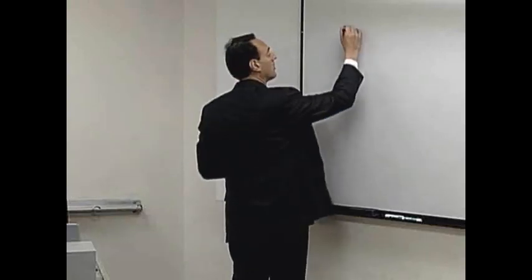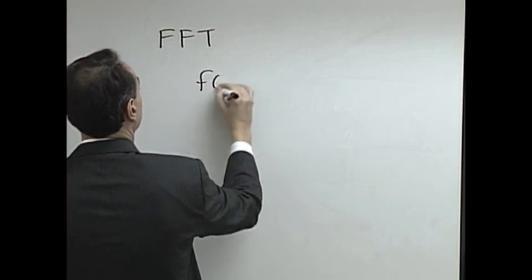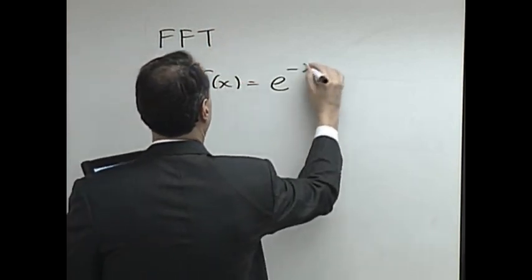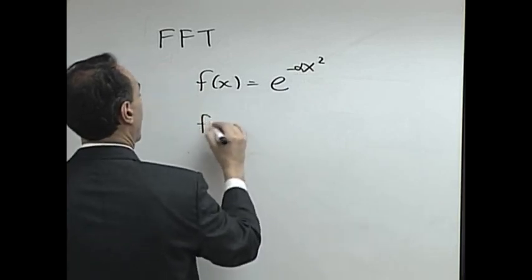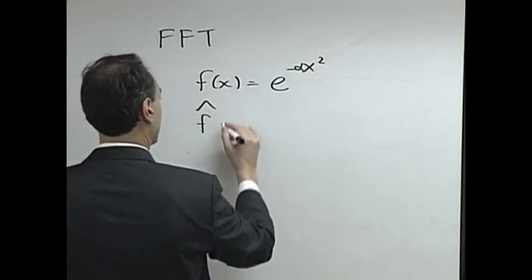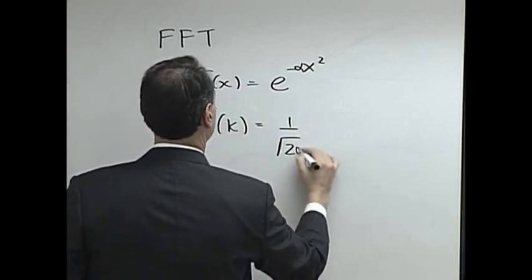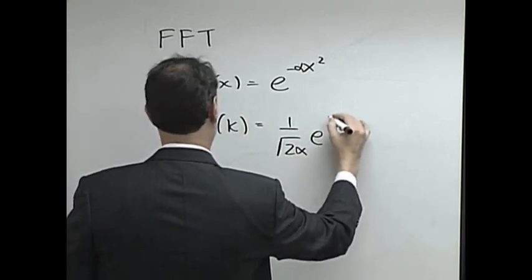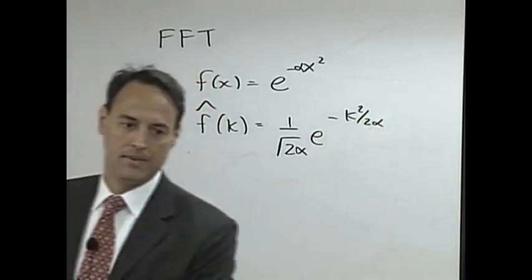We're going to start off with a fast Fourier transform. And we're going to play around with a function, just a Gaussian. And by the way, its Fourier transform is another Gaussian. And here is your Fourier transform from a Fourier transform lookup table.